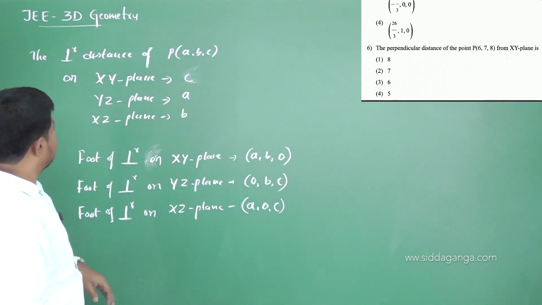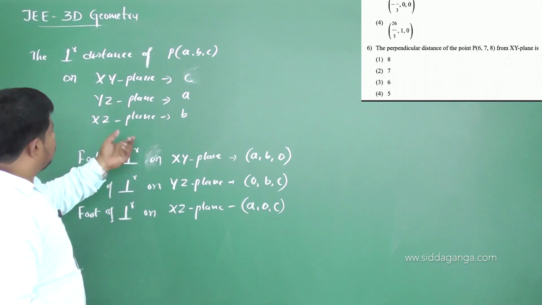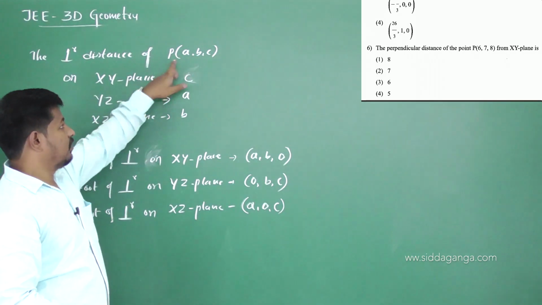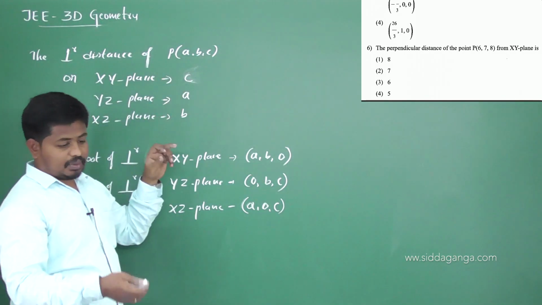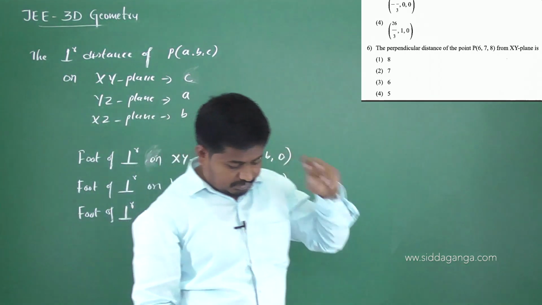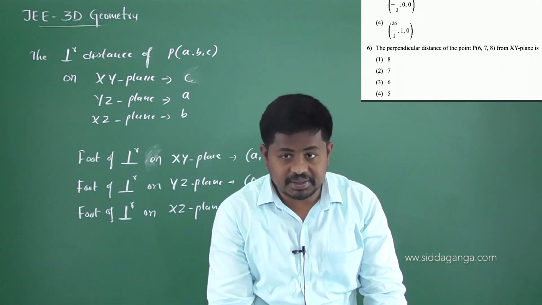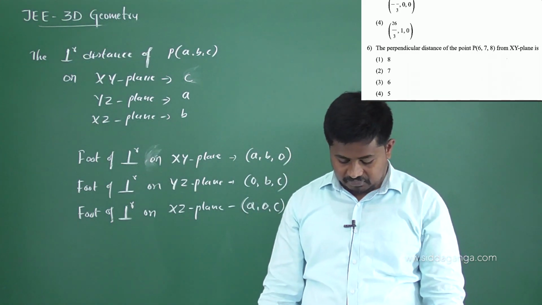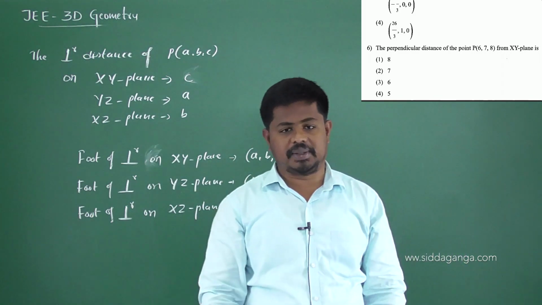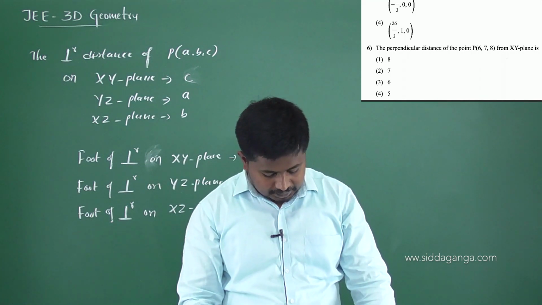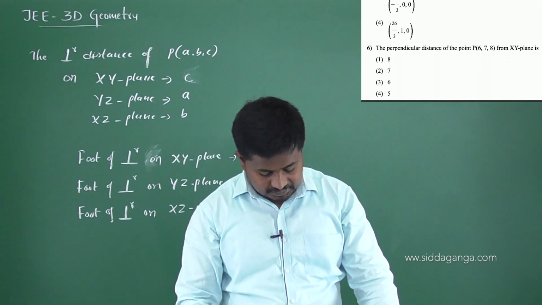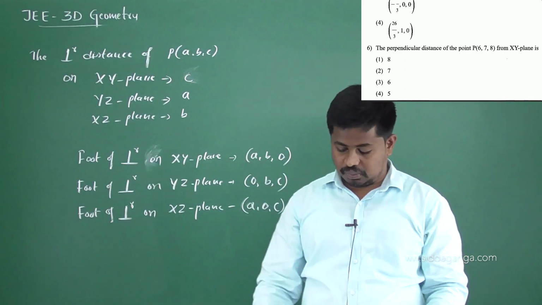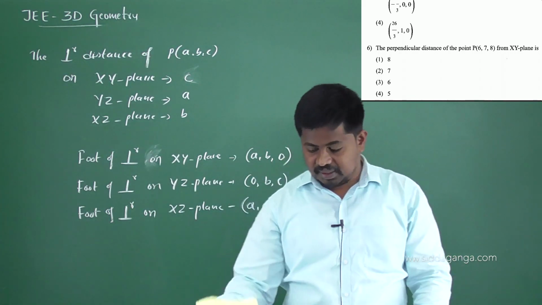And the distance between the point P(a, b, c) and the xy plane, that is what? c. So, in the given question, c is given by 8. Therefore option first is the correct one. The perpendicular distance of the point P(a, b, c) from the xy plane is c, so in place of c we have 8 there, so first option is the correct one.